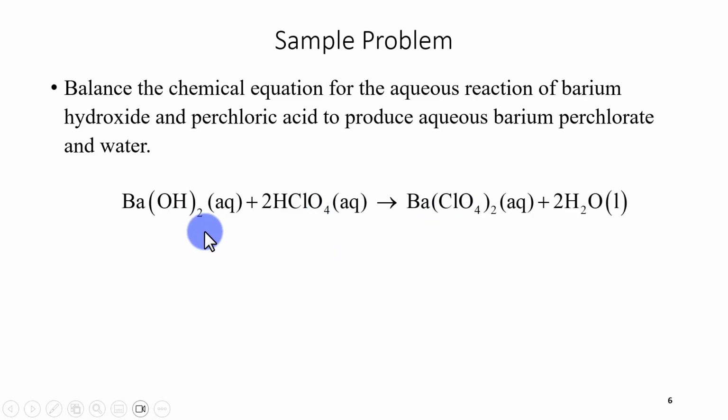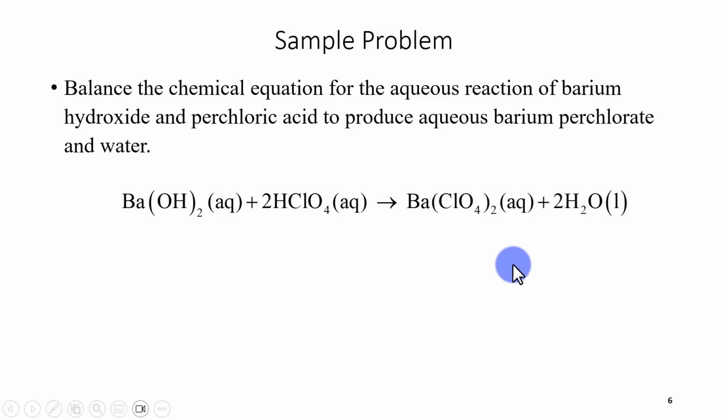And lastly, oxygen. 2 times 1 gives me 2 from barium hydroxide. What about here? I have 4 times 2, that's 8. So 8 oxygens from the perchloric acid and 2 from barium hydroxide gives me 10 altogether. What about on this side? 2 times 4 gives me 8, plus 1 times 2 gives me 2 from the water, 2 oxygens from the water, plus 8 from barium perchlorate gives me a total of 10, and now my oxygens are balanced on both sides.